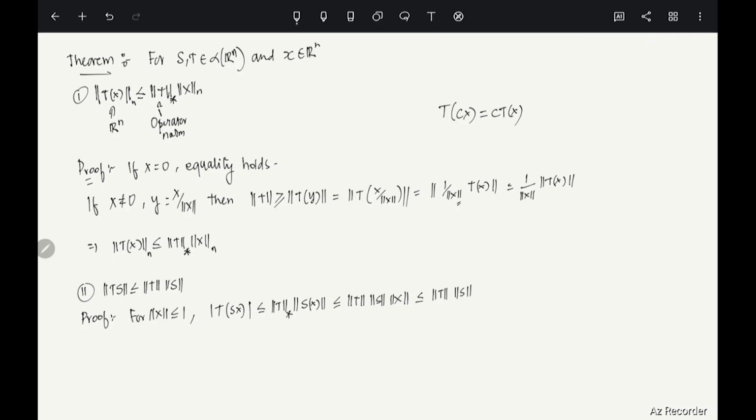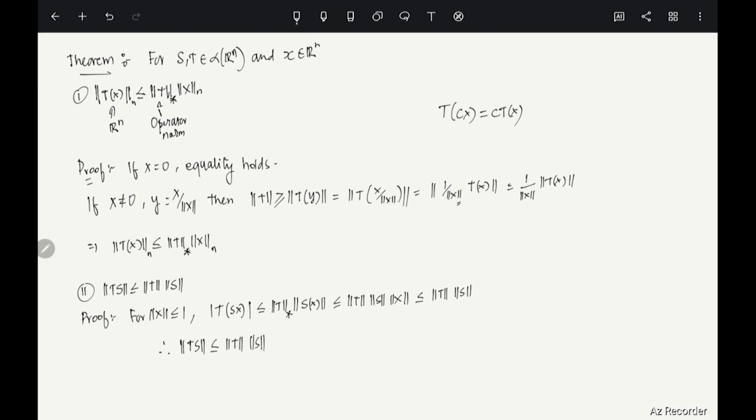See, this I am doing extra. This is already done in week 1, but still it's kind of a revision you can think of. Therefore, norm of TS is always dominated by norm of T times norm of S.